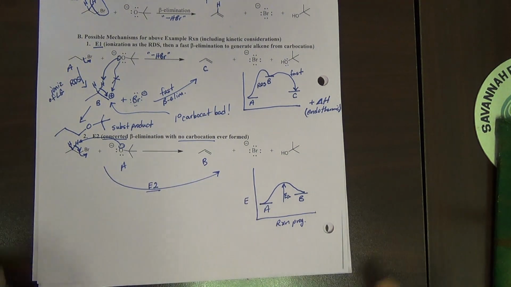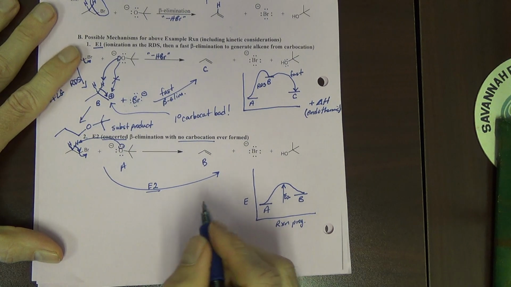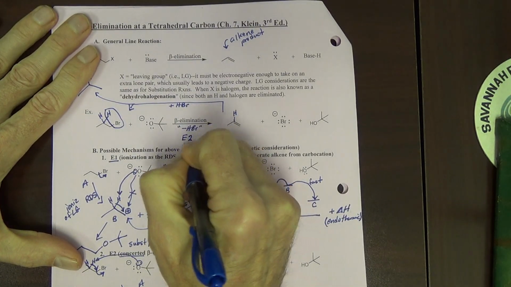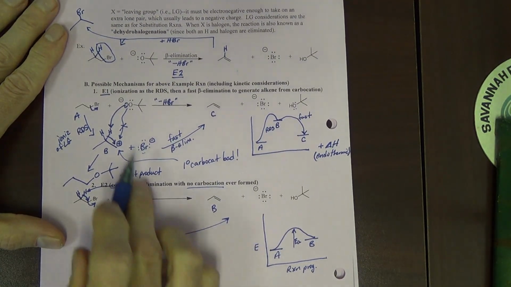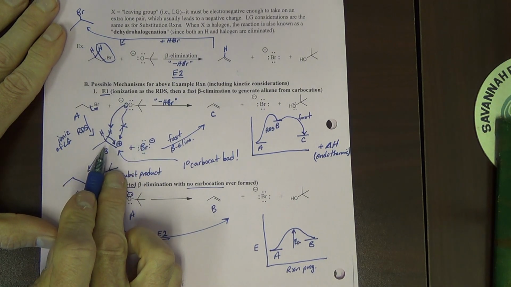No carbocation intermediate. And this is actually the mechanism for the model reaction, mainly because we would never want to do the other mechanism. We would never want to do a mechanism involving a primary carbocation.